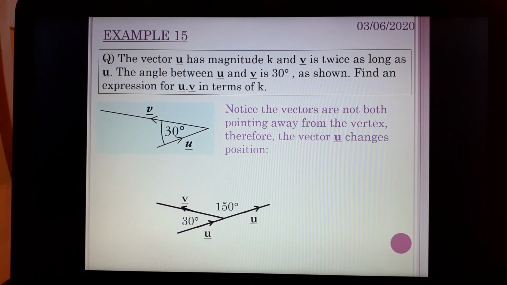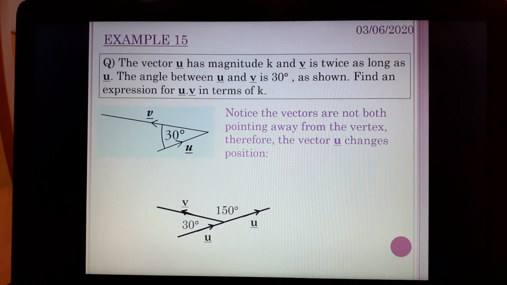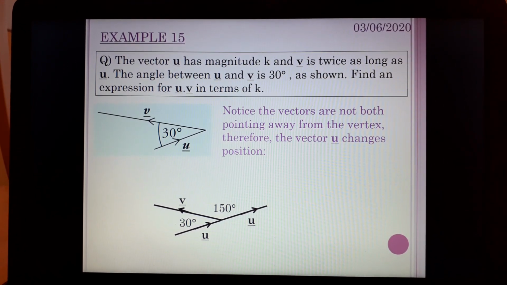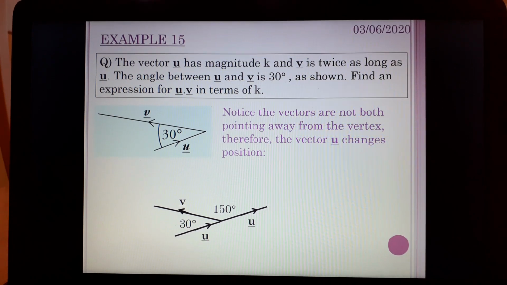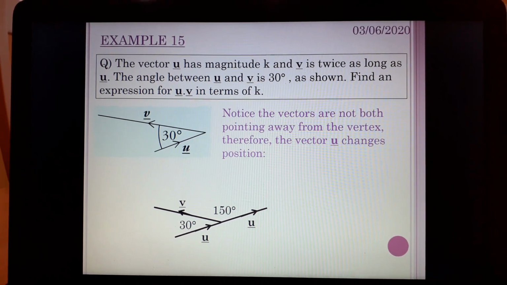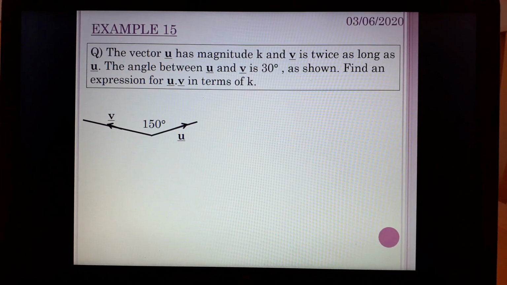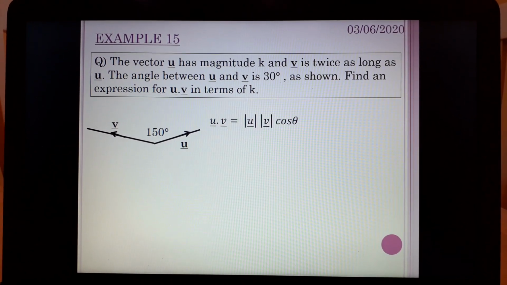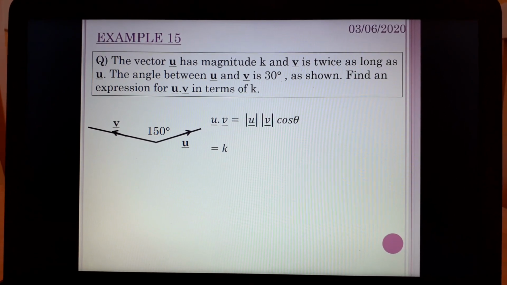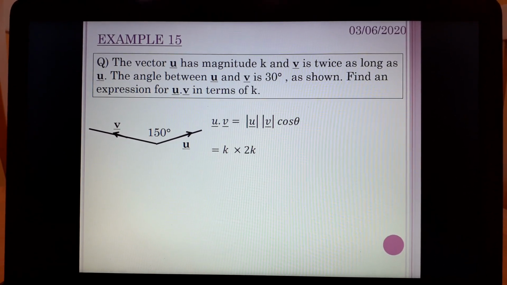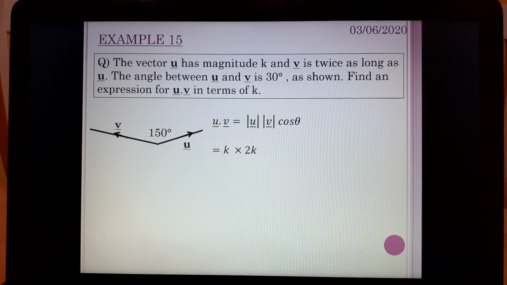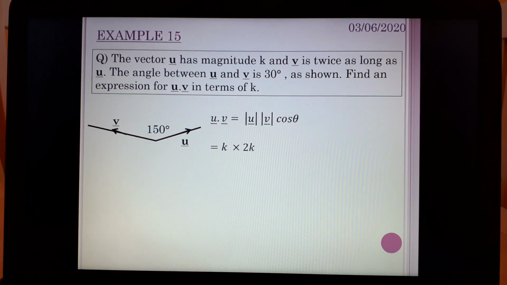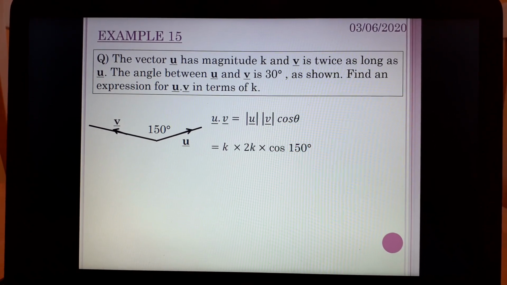So we're going to be using the magnitude k, the magnitude for u is k, the magnitude for v is double that, so it will be 2k, and the angle is not 30, it will be 150. So that's the actual diagram that we're going to be using. Okay, so the magnitude of u is k, and the magnitude of v is double that, which is 2k. Don't be confused that we're using letters. They haven't given us numbers, so we can't put numbers in here. And it's the cos of 150.